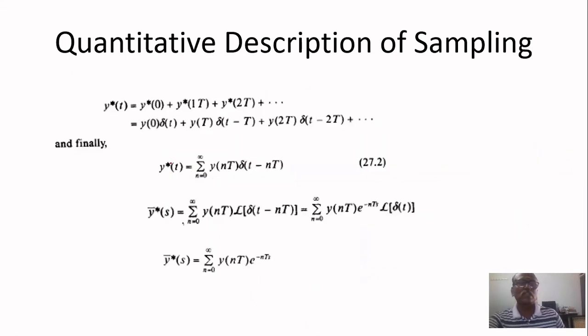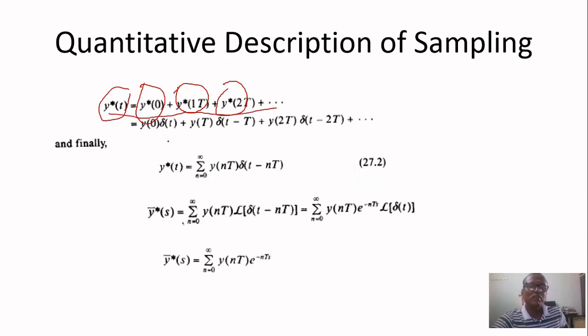So the discrete time signal can be written as y star of 0, y star of T, y star of 2T, etc. Mathematically this can be represented as y of 0 del of t, then y of T del of t minus T, delayed by 1 sampling period, then the sampled value at 2T delayed by 2 sampling periods, like that, etc.